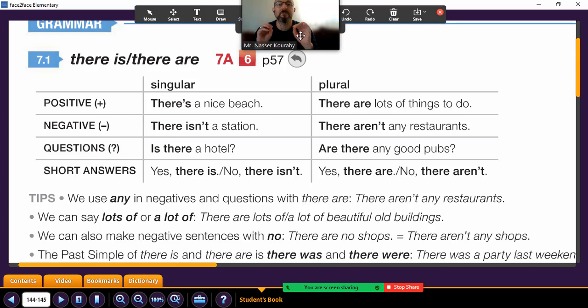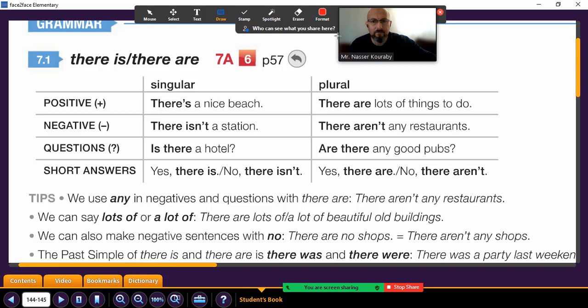No chairs, there aren't. And with negative plural, we use what? Look here, any. We say there aren't any chairs, plural. There aren't any cars in the street. There aren't any people in the street. Negative, we say there isn't. Plural, there aren't. And we use again any. Always with plural, don't forget.